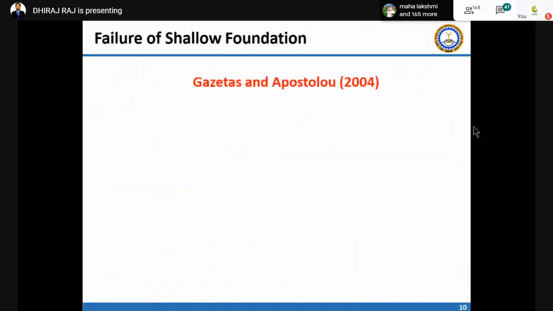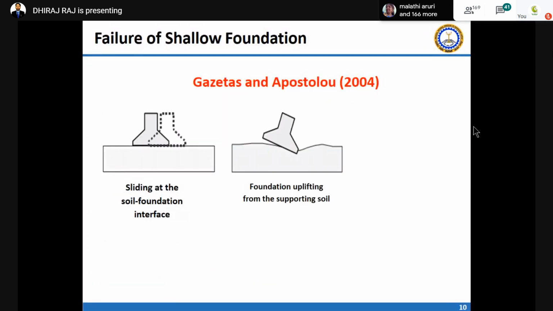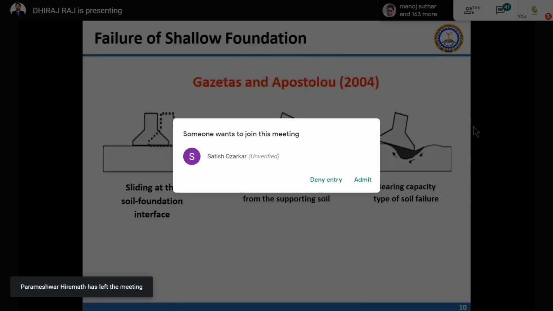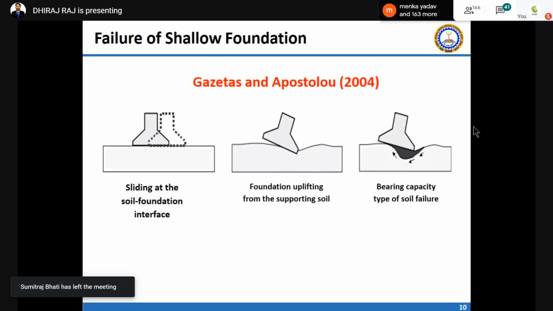You can see, in the case of foundations subjected to seismic loading, Gazetas and Apostolou have given a solution that in the case of a foundation under seismic load, a foundation kept on the surface can slide, can uplift, and there is a slight bearing capacity failure on one side. So it is not coming under any general failure or local failure or punching failure. It is a different category under seismic load, one-sided failure, and different failure surfaces are there.